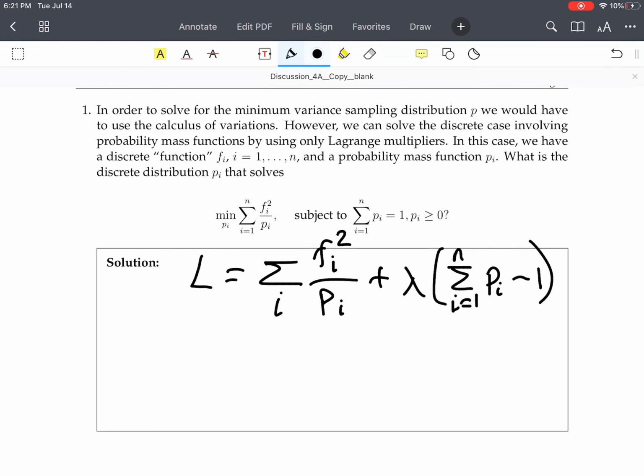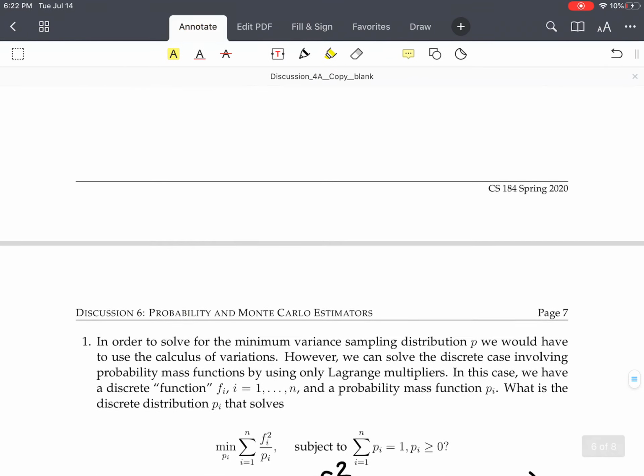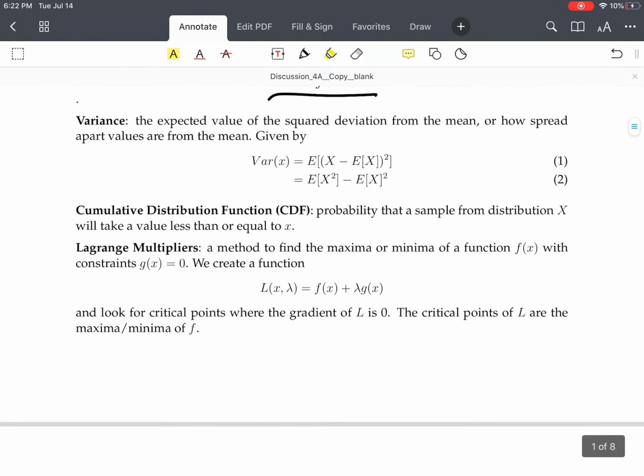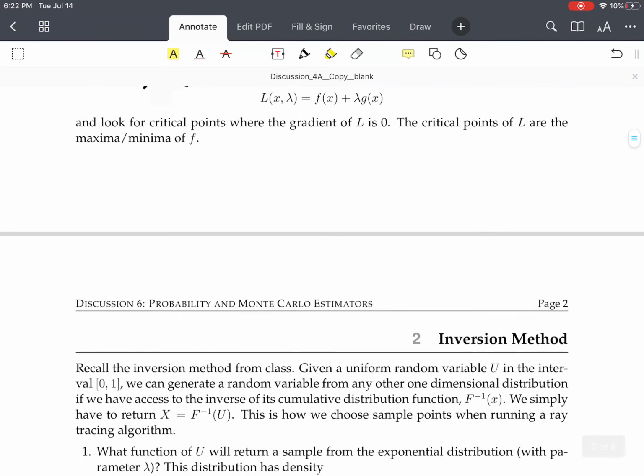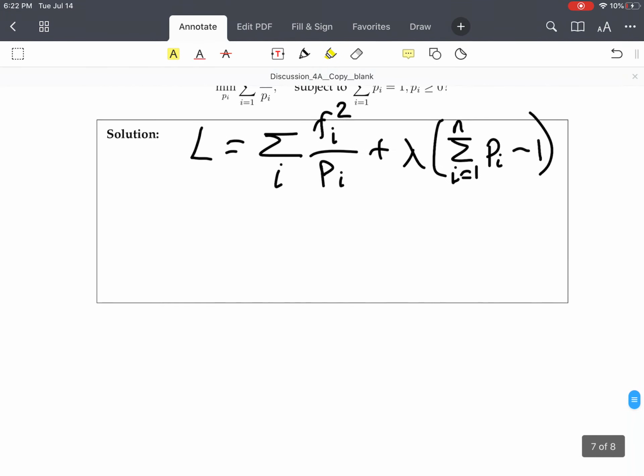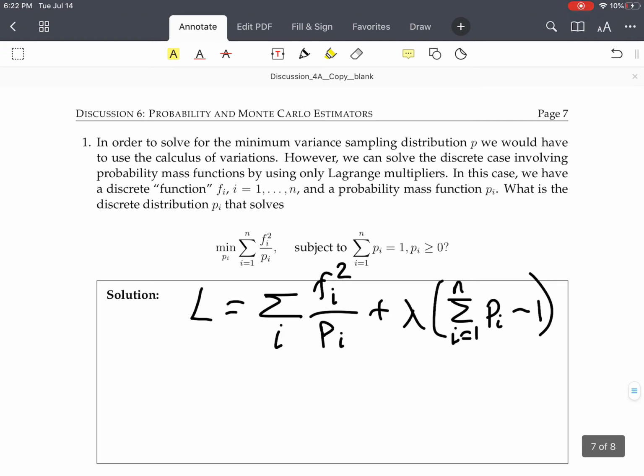Okay, and the reason we do this minus 1 is because if I come all the way back up here, you'll see this equation works because the constraint is g of x is equal to 0. So by subtracting that 1, we're basically just saying that this whole thing inside the parentheses is equal to 0. Okay? So then what we're going to do is take the derivative of this.